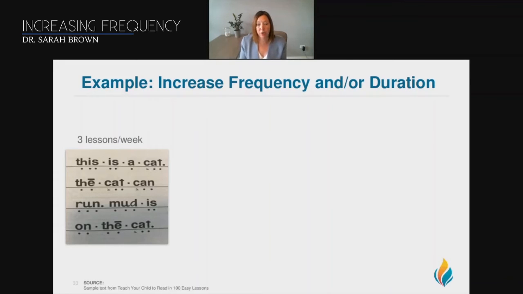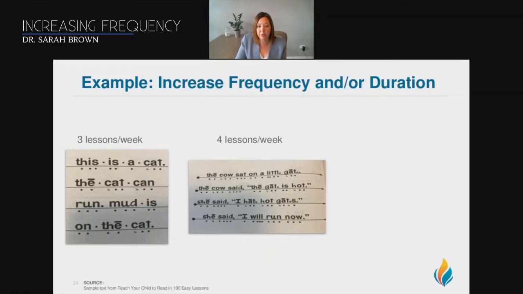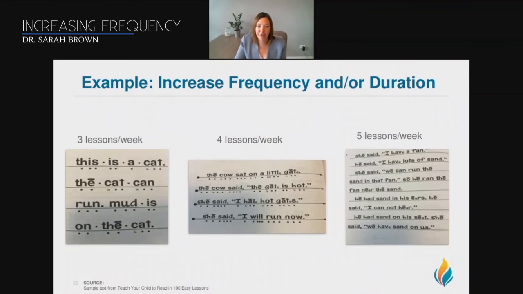Now let's say that we increased either the frequency or the duration of our time together in order to get through 4 lessons a week. If we were able to teach 4 lessons a week, here is what students would be reading after the same 10 weeks. You can see that the sentences are longer. Obviously, the words are more challenging, and students can read more if they receive more instruction. Now let's see what happens if we get through 5 lessons a week. Here you can see again that it is much longer, and the sentence structure is also a little bit more varied, and we have more going on.